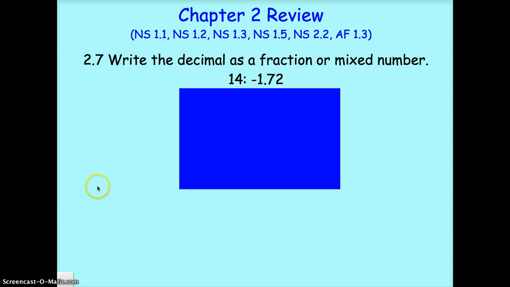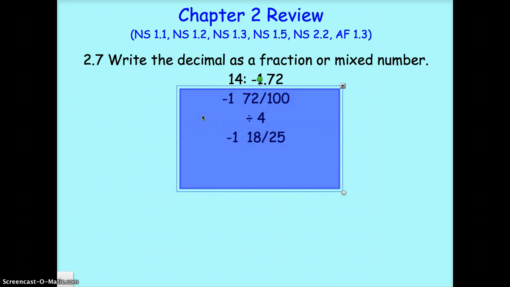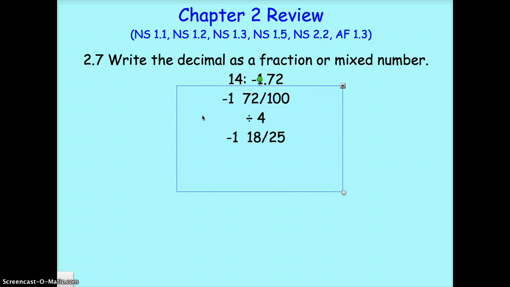And last problem today, we have the decimal, which we need to turn into a fraction or mixed number. The -1 is obviously our whole number, so that's going to stay our whole number. So you need to find out what 72 hundredths is as a fraction. Let's take a look. 72 hundredths, we can divide both by 4 and end up with -1 and 18/25.